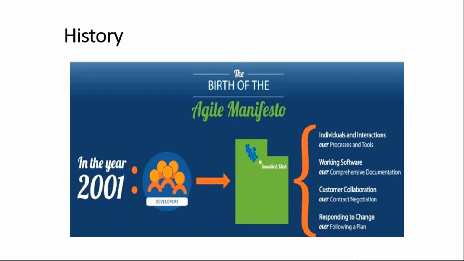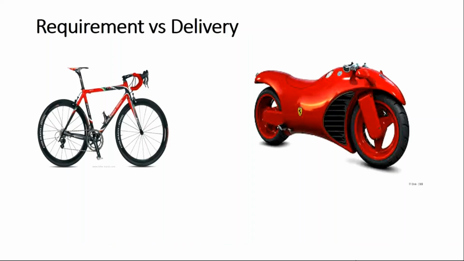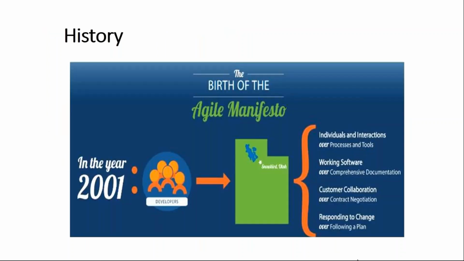In case of a typical waterfall, what was happening is the initial workshop would happen, and when the development was happening, there was no communication between the team and the customer. That would lead to scope creep, as a result of which the requirement was something else and the delivery was something else.